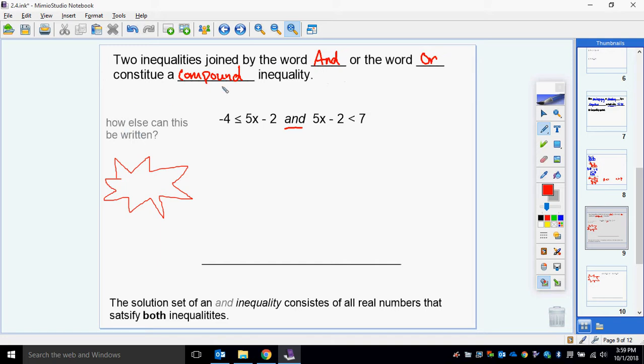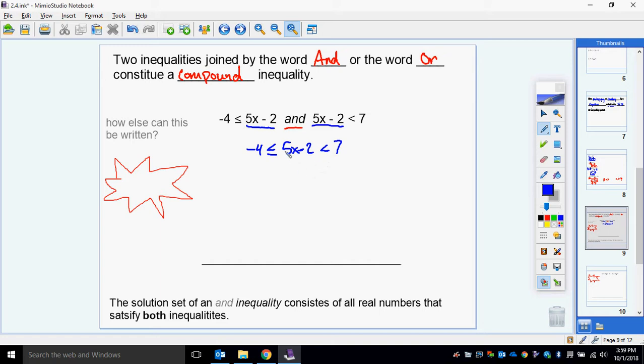But how else can we write this? Something I notice is that 5x minus 2 is in both of these inequalities. It says that 5x minus 2 is greater than or equal to -4, but it also says that this 5x minus 2 is less than 7. So we can kind of sandwich it and smush it together and write an and compound inequality like this.